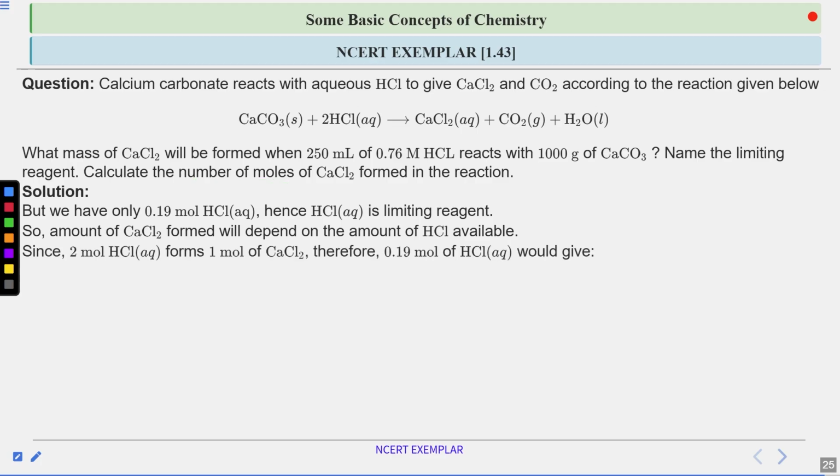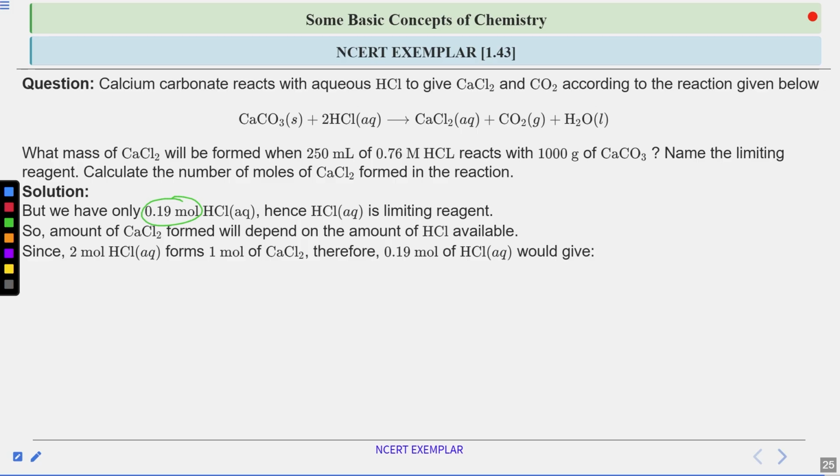Again, coming back to the equation, since HCl is the limiting reagent, it will decide the amount of calcium chloride that is being formed. So this thing is very important to understand. Since we have only 0.19 mole of HCl, that is the only thing that will decide your CaCl2 number of moles. Is there any issue in this point? How is HCl deciding the number of moles?